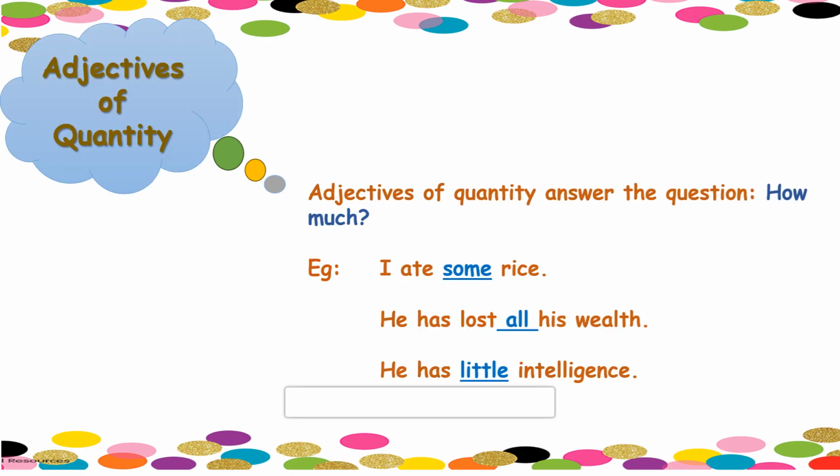Then comes adjectives of quantity. Adjectives of quantity answer the question how much. It is generally used with the uncountable noun. So here in all these three examples you can see the nouns which are mentioned, rice, wealth, and intelligence, they all are uncountable, and some, all, little, they are adjectives of quantity.